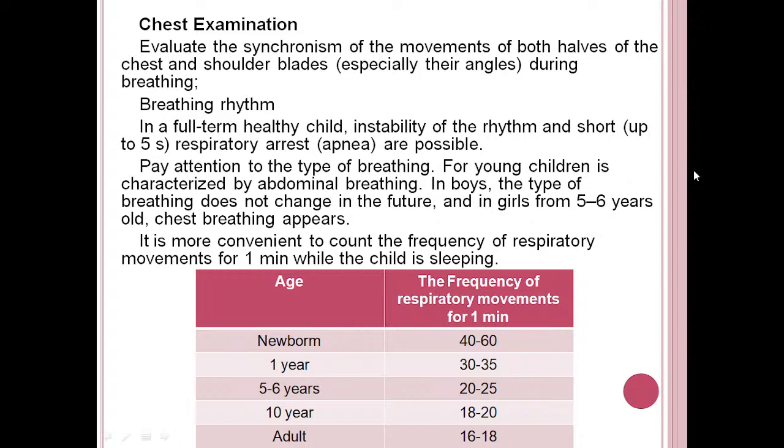It is more convenient to count the frequency of respiratory movements for 1 minute while the child is sleeping. You see, for a newborn baby, that means 40 to 60 per minute, 1 year old 30-35, 5-6 years 20-25 times per minute, 10 years old 18-20 times per minute, and for adults we see 16-18 times per minute.